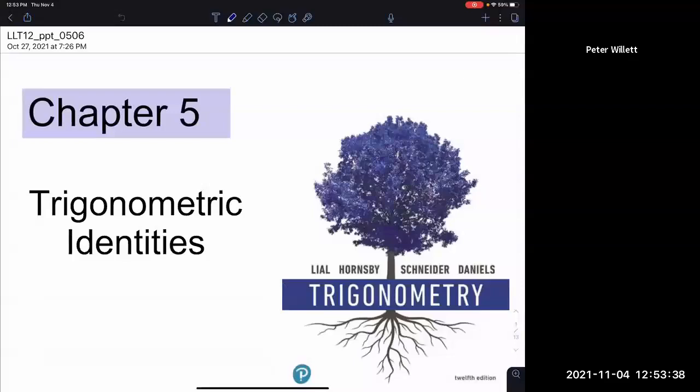We are now at the end of chapter 5. We're looking at the last section, which is 5.6. And as we can see from this opening slide here, chapter 5 has been all about trigonometric identities. We began with the fundamental identities, the simplest of which is cosine squared plus sine squared equals 1.